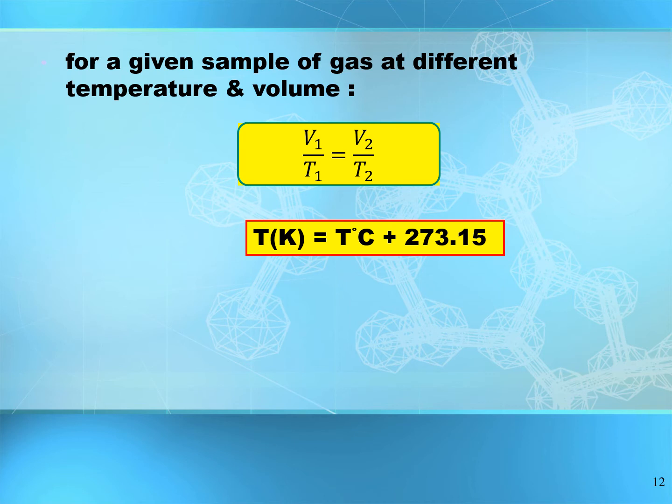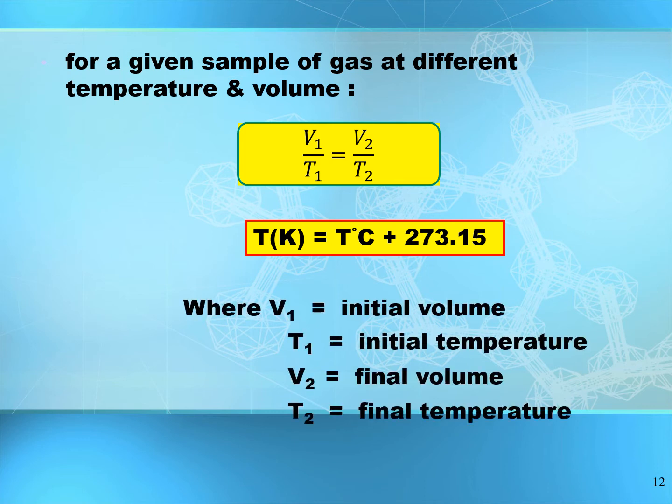Please remember that for temperature in Kelvin, when you convert, you must add the temperature in degrees Celsius plus 273.15.